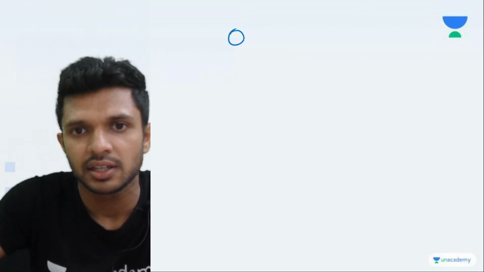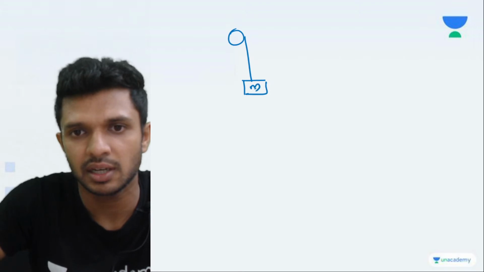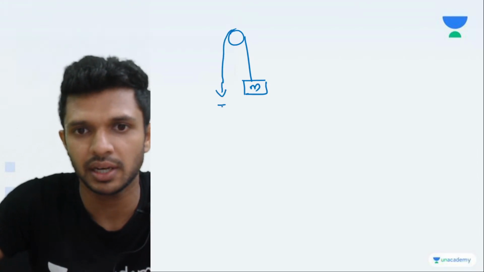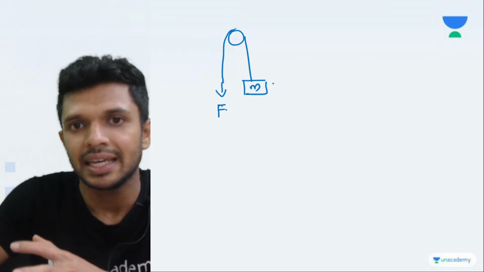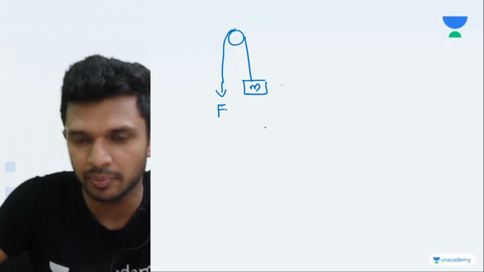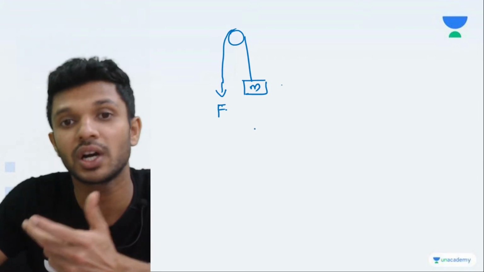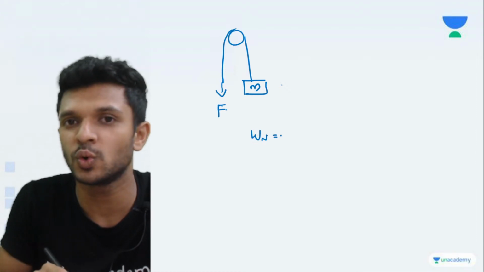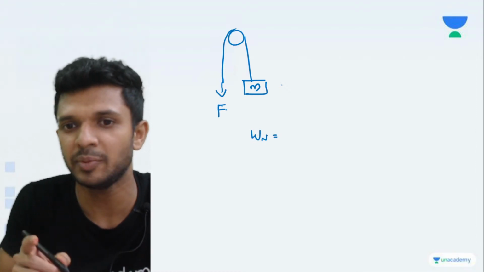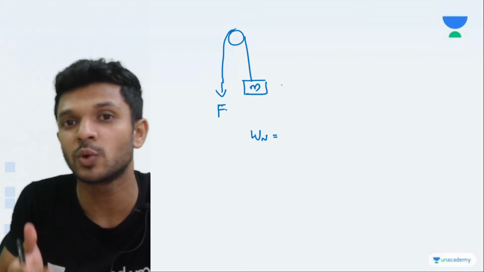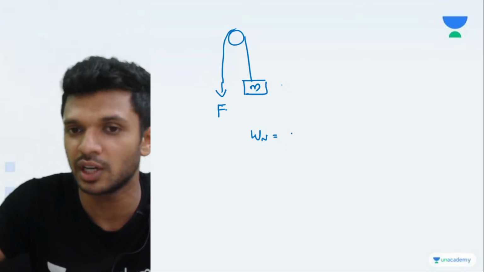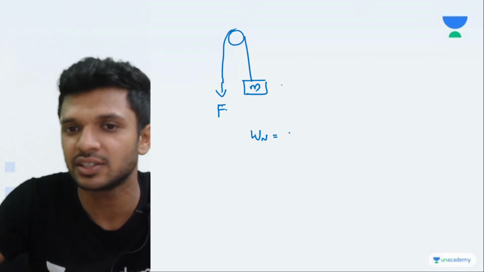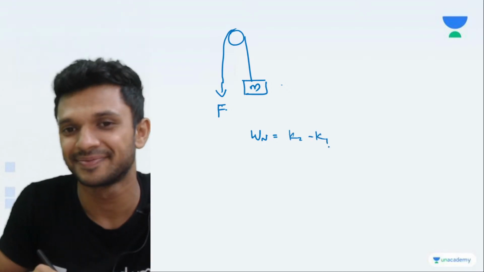Now you have to know that this was our picture, isn't it? A block of mass m, right? And here you have the string. We are pulling it by a force of F. Now, if to this particular block of mass m I apply the work energy theorem, what was the work energy theorem? Work done by total force is equal to change in kinetic energy. So K2 minus K1, right?